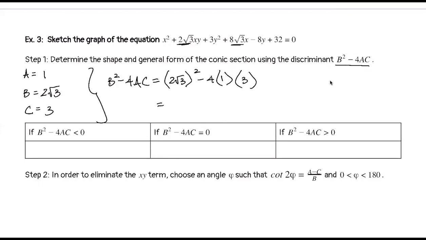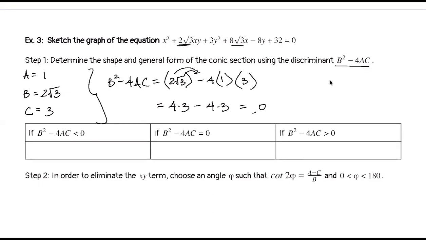And so when I square this 2 root 3, I'm going to get 2 squared times square root of 3 squared, which is 4 times 3, minus my 4 times 3. And so I can see that I'm going to end up with a 0. Okay. Now, when you get a 0, it is the second case right here. Parabolic. And yep, you are going to end up with a parabola, okay?